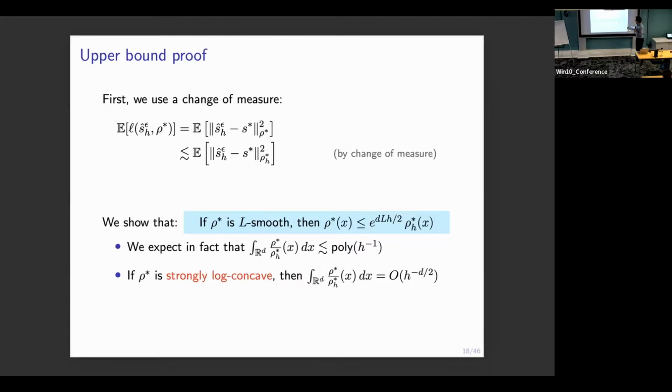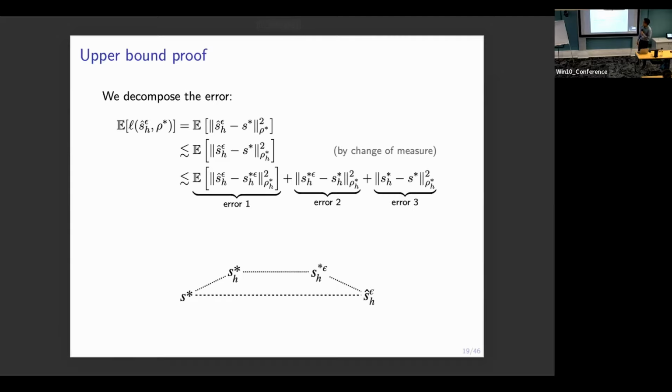I'll skip these remarks. Basically what we did is decompose this error, the error between the true score and this regularized empirical score estimator. First, we compare this empirical version with the regularized score estimator of the true distribution, smoothed a little bit. That will be this first error term. Then we want to control the effect of this regularization epsilon, so I want to bound this distance. This is the case when epsilon is 0. And then finally, we want to control the effect of the smoothing operation.